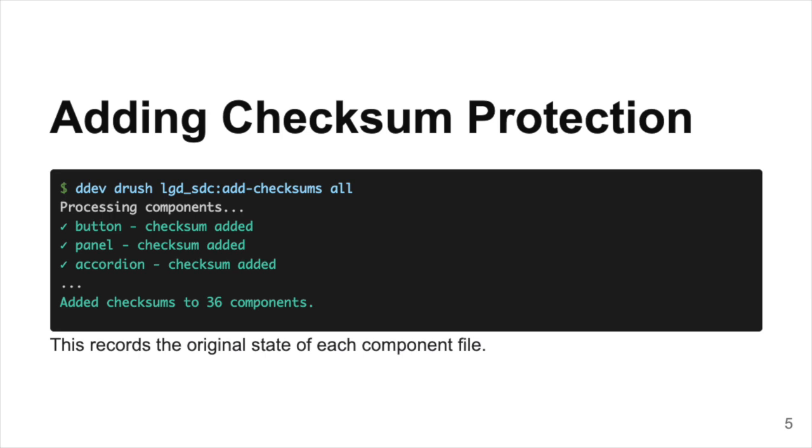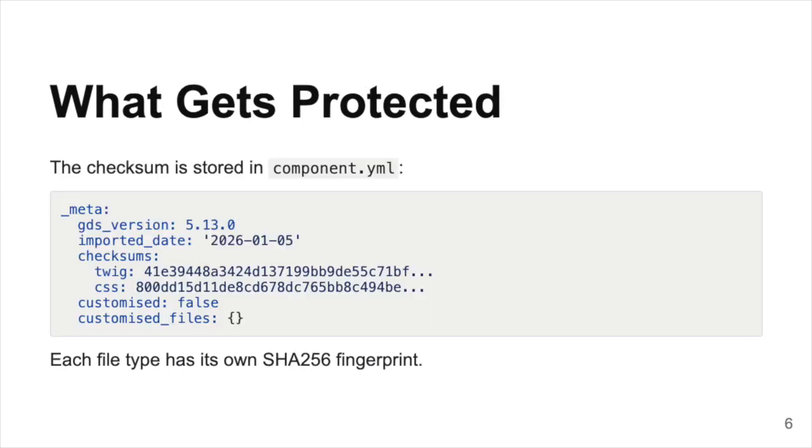Every imported component can have a checksum, a fingerprint of the original files. Run this command to add checksums to your components. This records the state of each component when imported. Now, if you modify a component and later try to re-import, the system compares checksums. If they don't match, it warns you.